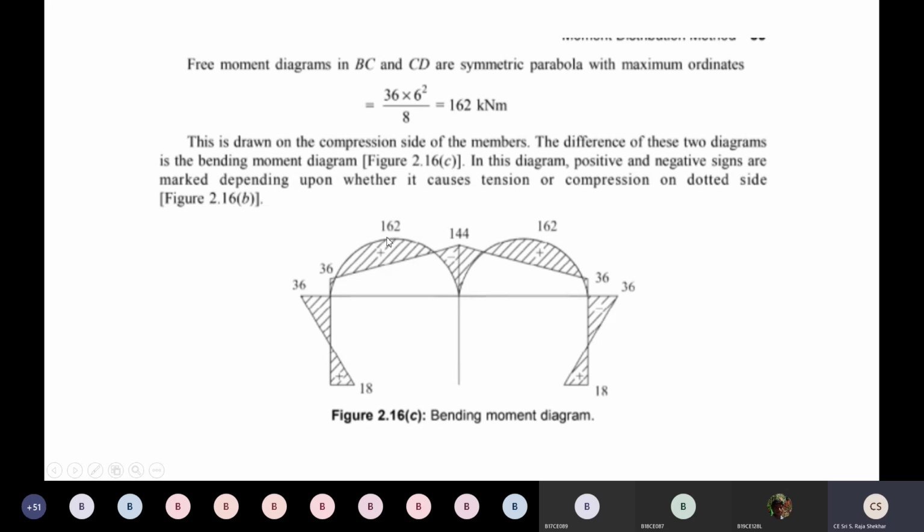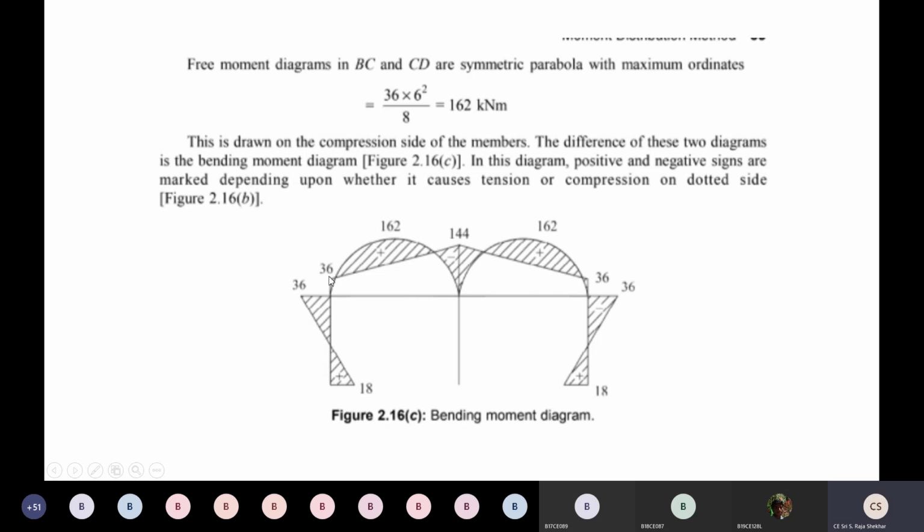So how to calculate the positive bending moment? This is a uniform distributed load acting throughout the span. The positive bending moment can be calculated from the formula WL square by 8. If you calculate WL square by 8, I am getting 162 kNm at the center. So here, the moment of 162 kNm is acting.